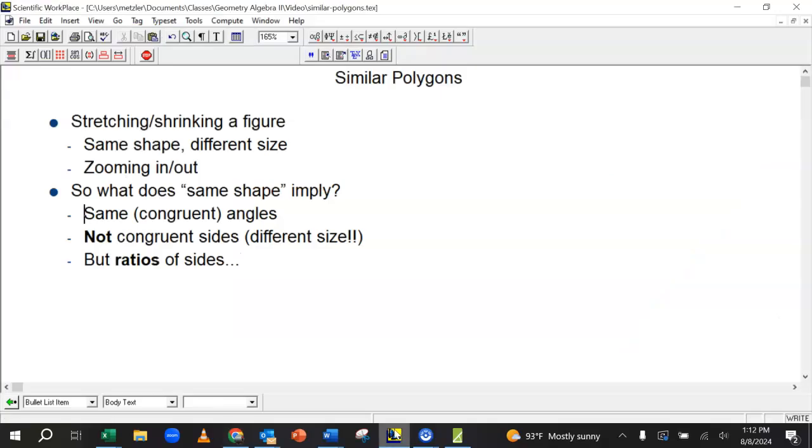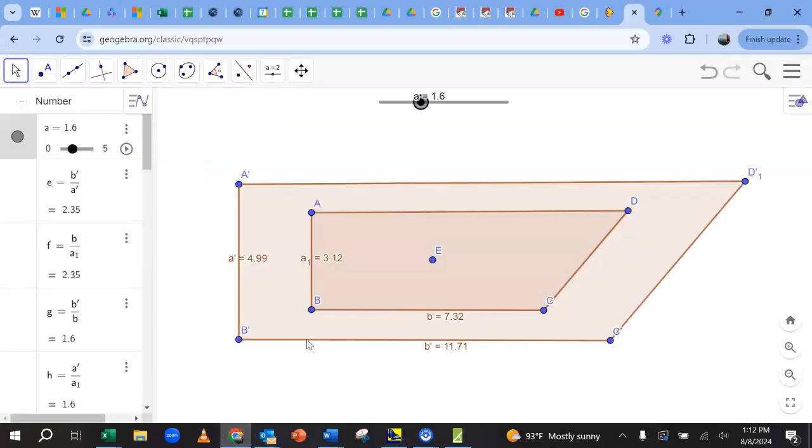So back to here, we want the same angles, or the fancy name that we use for that in geometry is they're congruent angles. But we don't want the sides of the original and the scaled copy to be the same. But there's still something we want to be true: that the ratio of the sides should be the same. So let me go back to the picture.